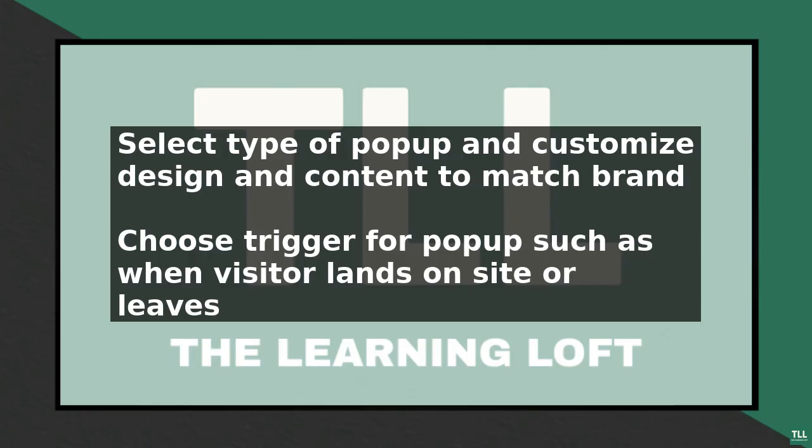To track the performance of your pop-up, log into your Mailchimp account and navigate to the Campaigns tab. Click on the Reports button to view the performance of your pop-up, including the number of subscribers and conversion rates.